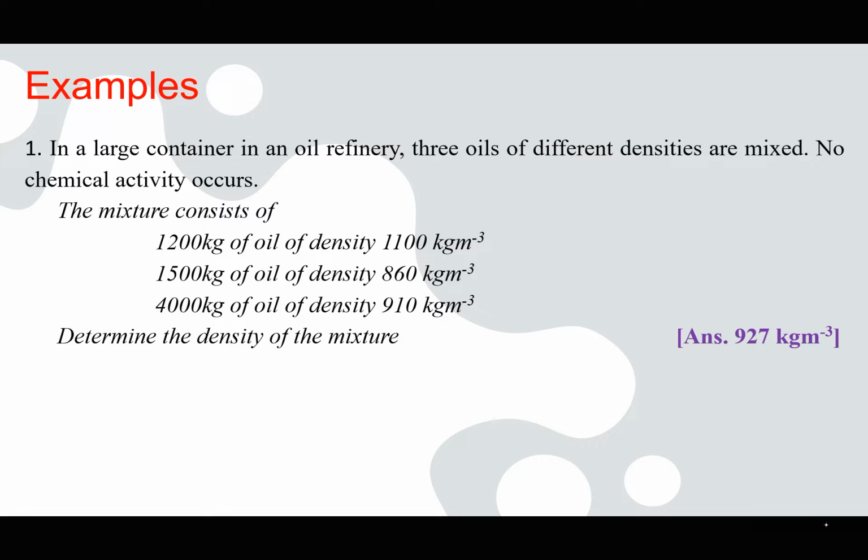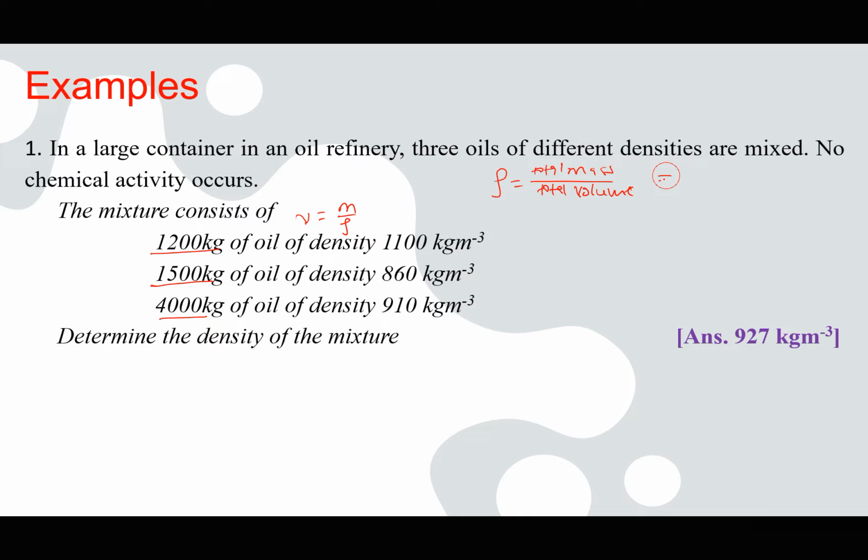So to determine the density of a mixture, we have just said that the density of a mixture is equal to the total mass divided by the total volume. So for the total mass, I'll just add 1,200 plus 1,500 plus 4,000. But to find the total volume, I need the volume of each. Remember, density is mass over volume, so volume is going to be mass divided by density. So for each of these, I will find its volume by dividing the mass by the density.